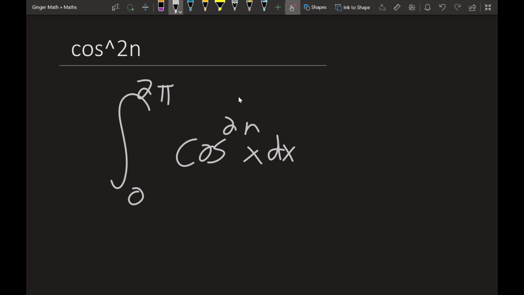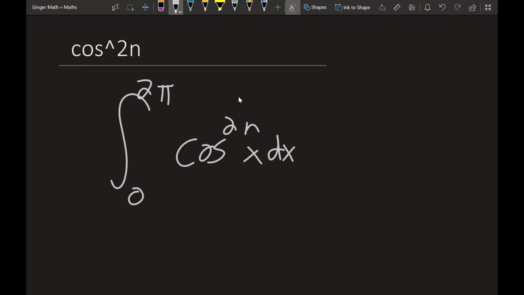Hello there, and today we have a nice integral we're going to be complex analysising, which should be fun, and that is the integral from 0 to 2 pi of cosine to the 2n of x dx.